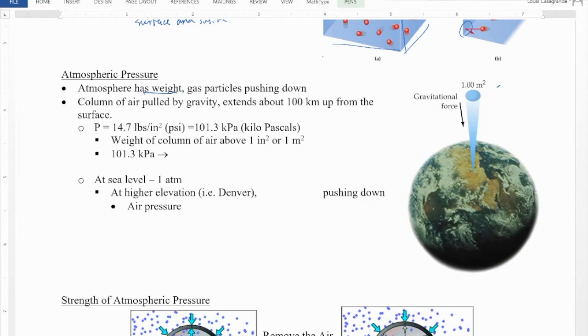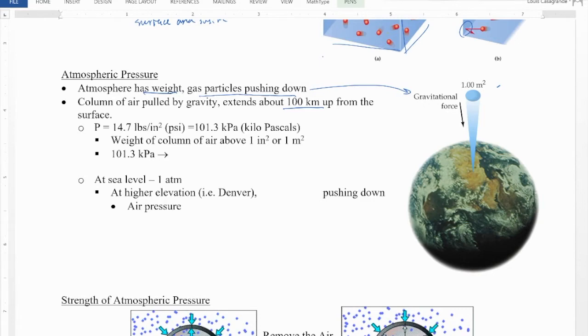But for the atmosphere, essentially, we have the gas particles, nitrogen, oxygen, and other things, pushing down. They're being pulled down by the gravitational force. And this column of air, this blanket of air, extends all the way up to about 100 kilometers up from the surface of the Earth. Now, that sounds like a big distance, but 100 kilometers is basically 60 miles. And what that means is right now where you're sitting, unless you're at the beach, you're probably closer to space, which is about 60 miles up, than you are to the beach.